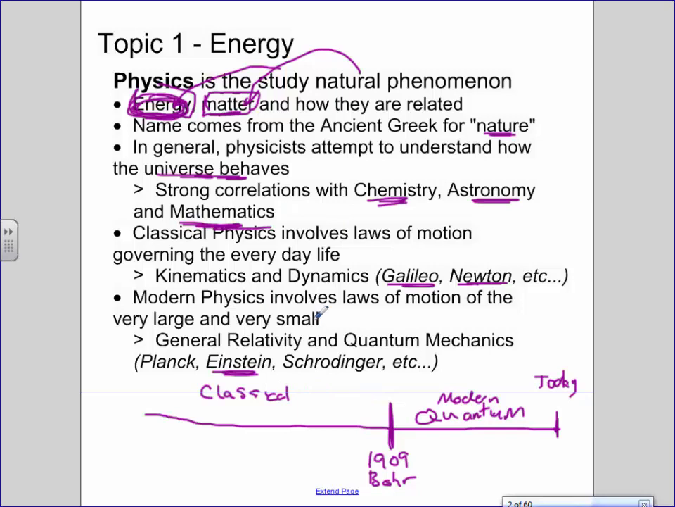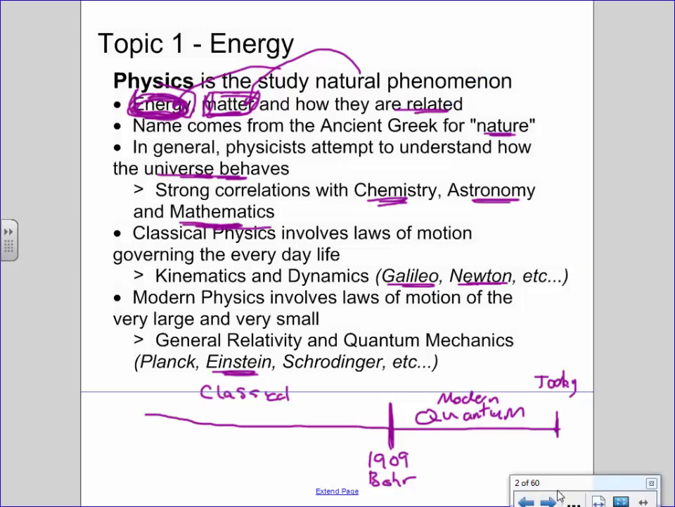I'm not going to test you on this, by the way. So please don't look at this slide and go, I got to memorize this. I put this slide on every single one of my classes that learns physics for the first time. Here's what I need you guys to know. We're going to talk about these two things, energy and matter, and how they go together.